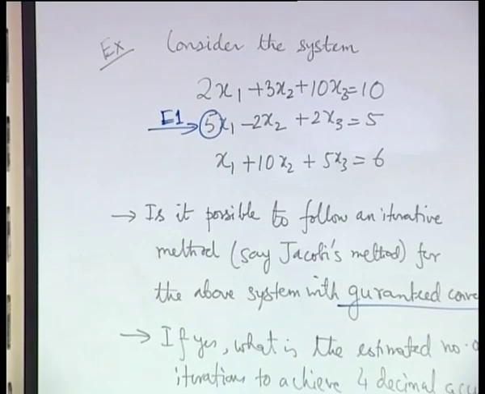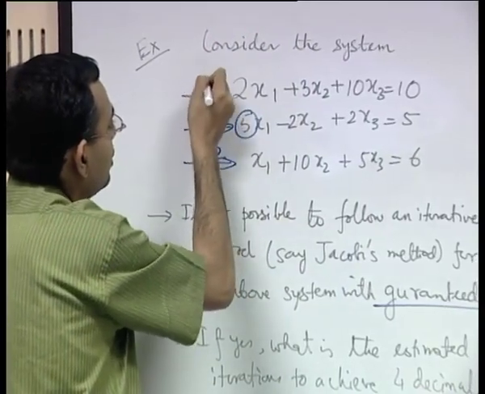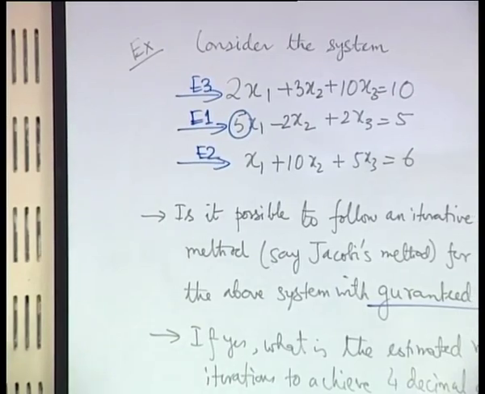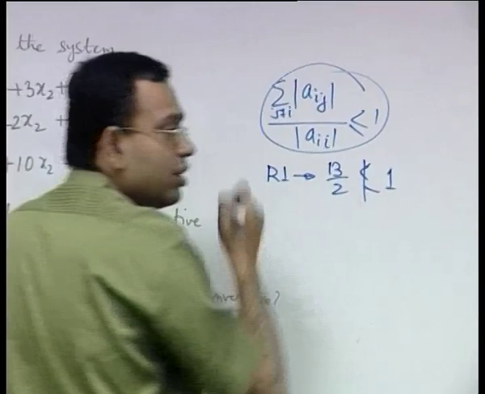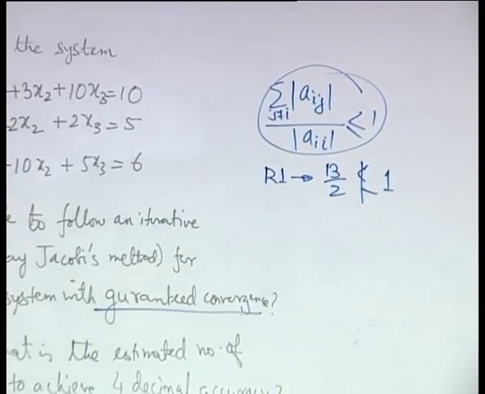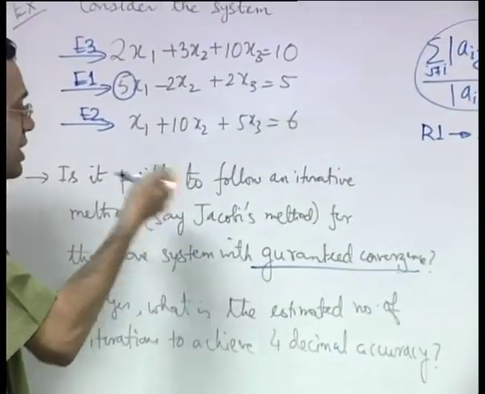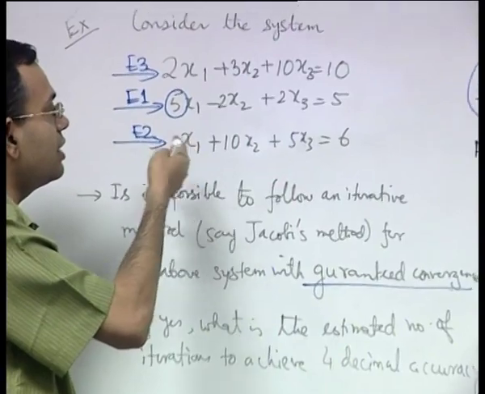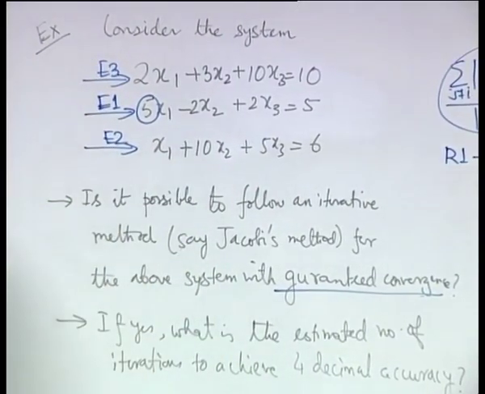Which has the second coefficient as highest? The third one. So, let us make it equation 2, and the first one let us make equation 3. If you make it in this way, you see that this criterion is satisfied by all the 3 equations. So, the answer to the first question is yes, it is possible to follow an iterative method for the above system with guaranteed convergence, but after reordering the equations, not in the original order.